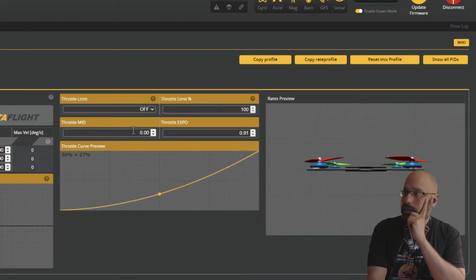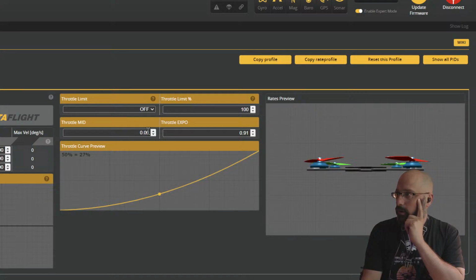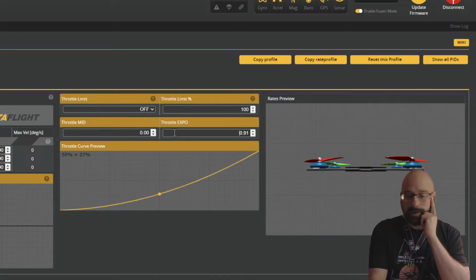That feels right to me, because here you're at 50% on the input, but you're only at like 35% on the output. So I think what you do is you leave throttle mid at 0 and you raise the throttle expo.